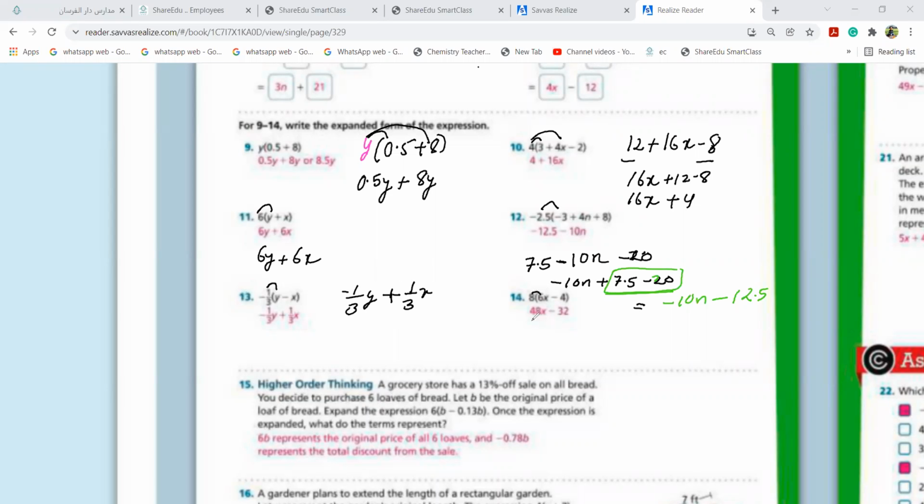Now this one, 8 times 6, 48x. 8 times 4, minus 32. So 48x minus 32. Any questions? No, Miss.